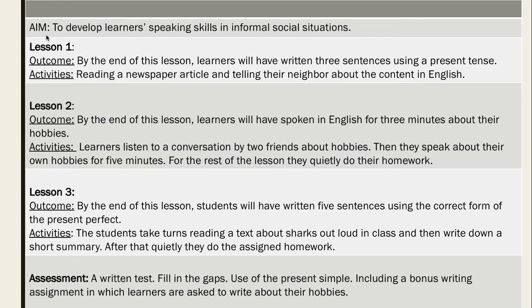What we've got here is the aim, to develop learners' speaking skills in informal situations. And we have 3 lessons leading to this assessment. Now, take a moment, pause the video, read through the outcomes and activities of each lesson and the assessment to assess whether we've reached this aim. I think you'll notice that this is not constructively aligned, and then we'll talk about why.